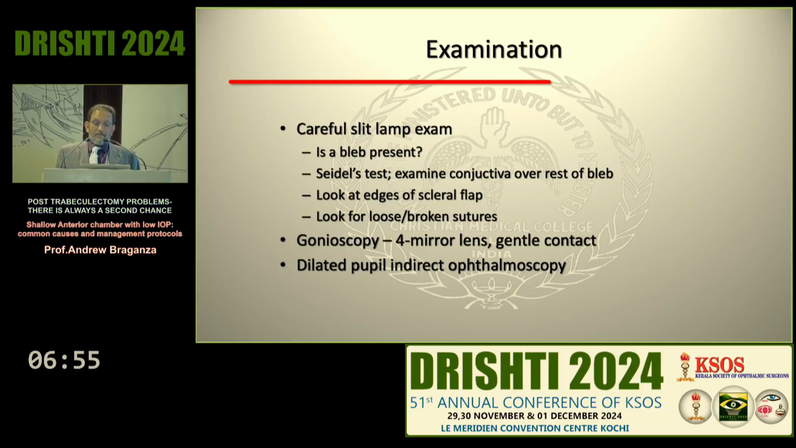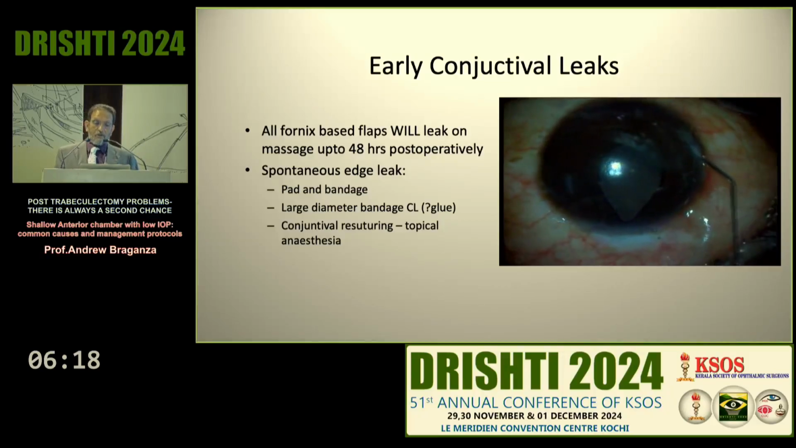The careful slit lamp examination will help you. So you need to first of all look and see, is there a bleb present? If there's a bleb present, it's unlikely that you have a very significant conjunctival leak. You do a Seidel's test to rule out the leakage. You look at the edges of the scleral flap, which you can usually see through the conjunctiva, and see whether any edge is lifted up or is showing a gap or a gape, and you look for loose and broken sutures. If necessary, you look at the internal ostium, as I said before. And you must always do a dilated pupil indirect ophthalmoscopy, looking for those peripheral choroidals.